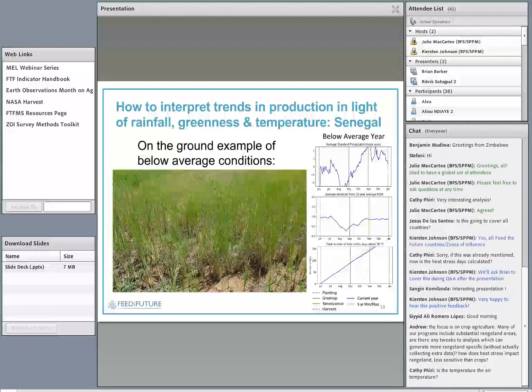And what you need to be looking out for in these graphics is if your blue line increases way more than the gray band, which indicates the metric value in the previous years, that indicates you have more heat stress days as compared to the past. And yes, the temperature is the air temperature. It's I think 2 meters above ground surface.